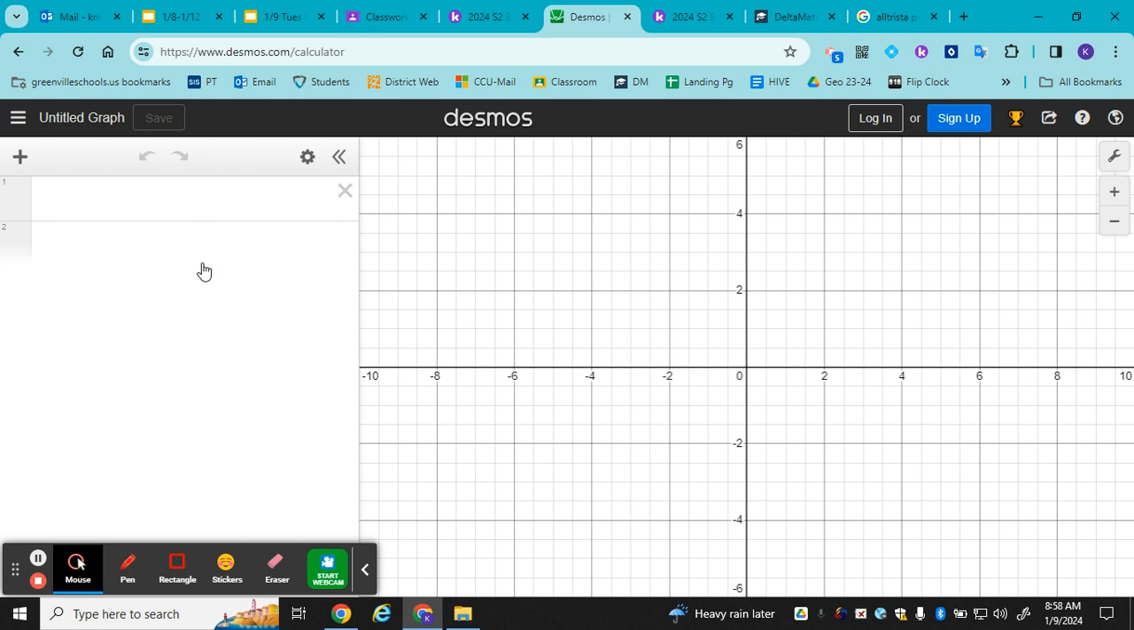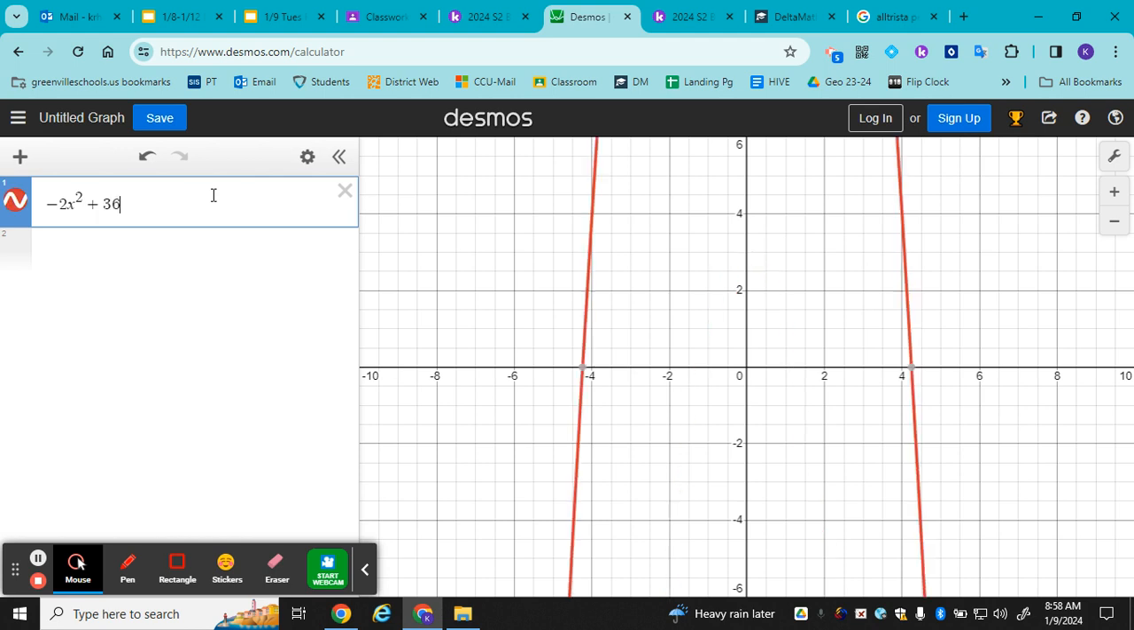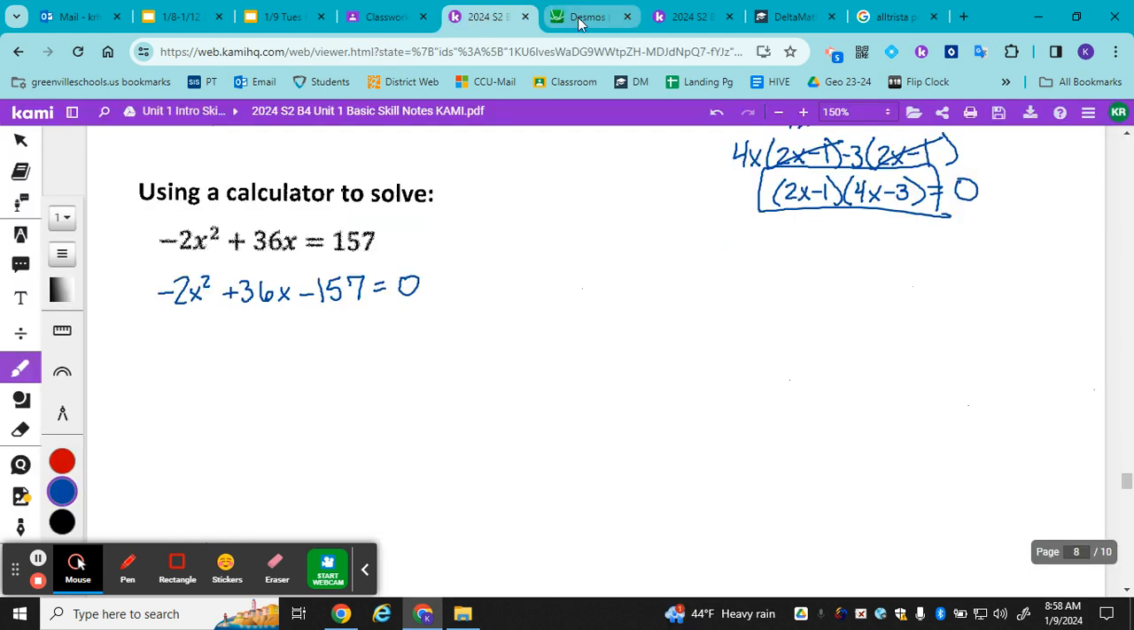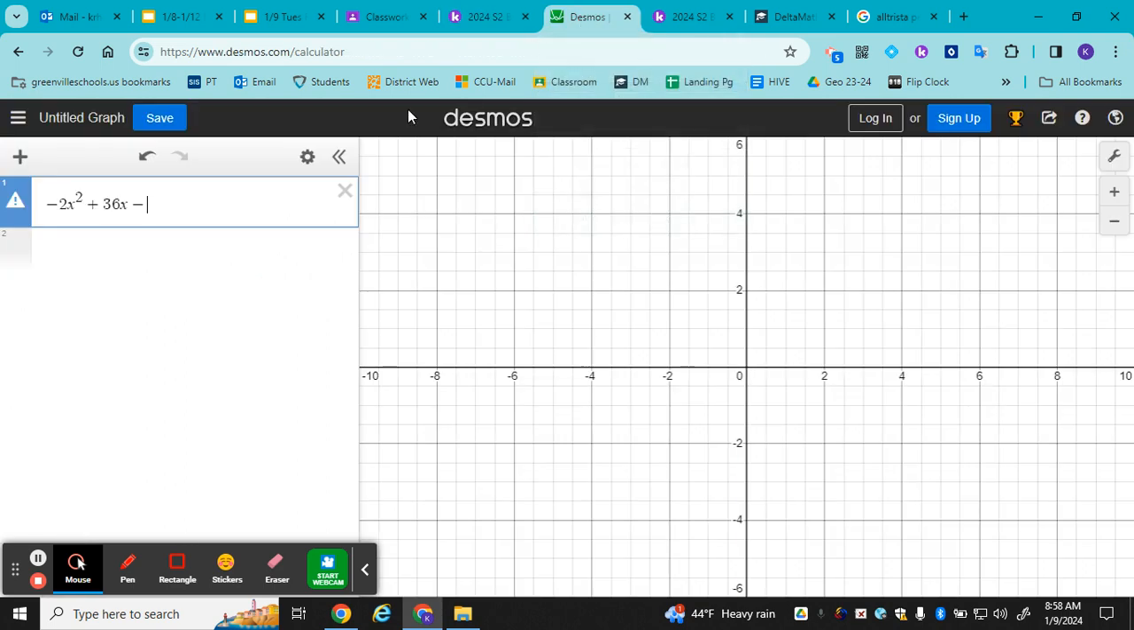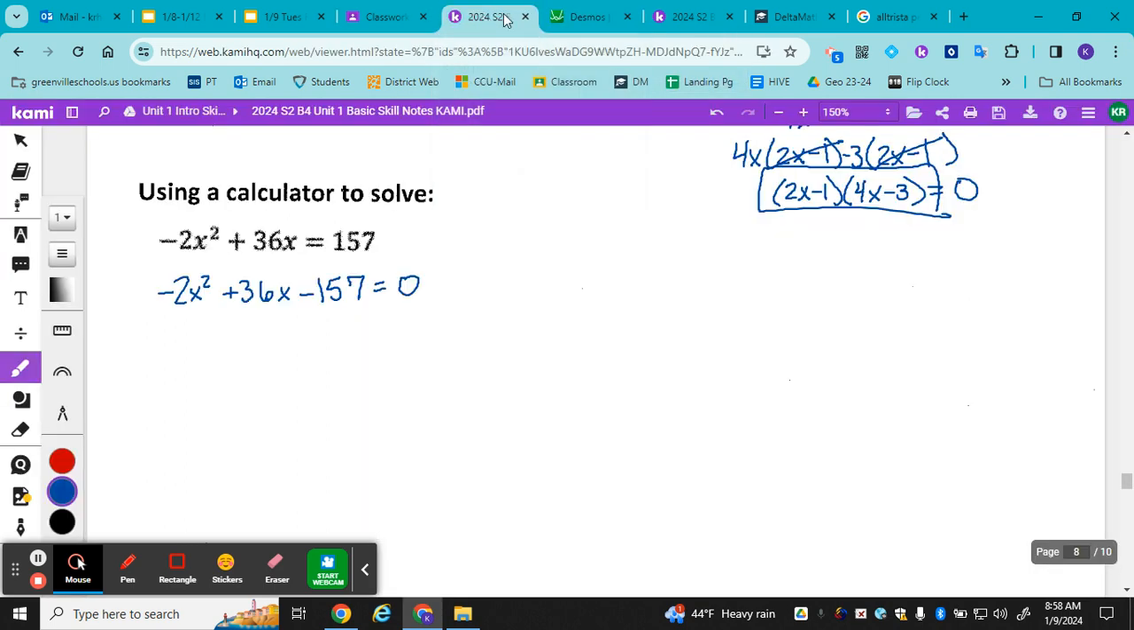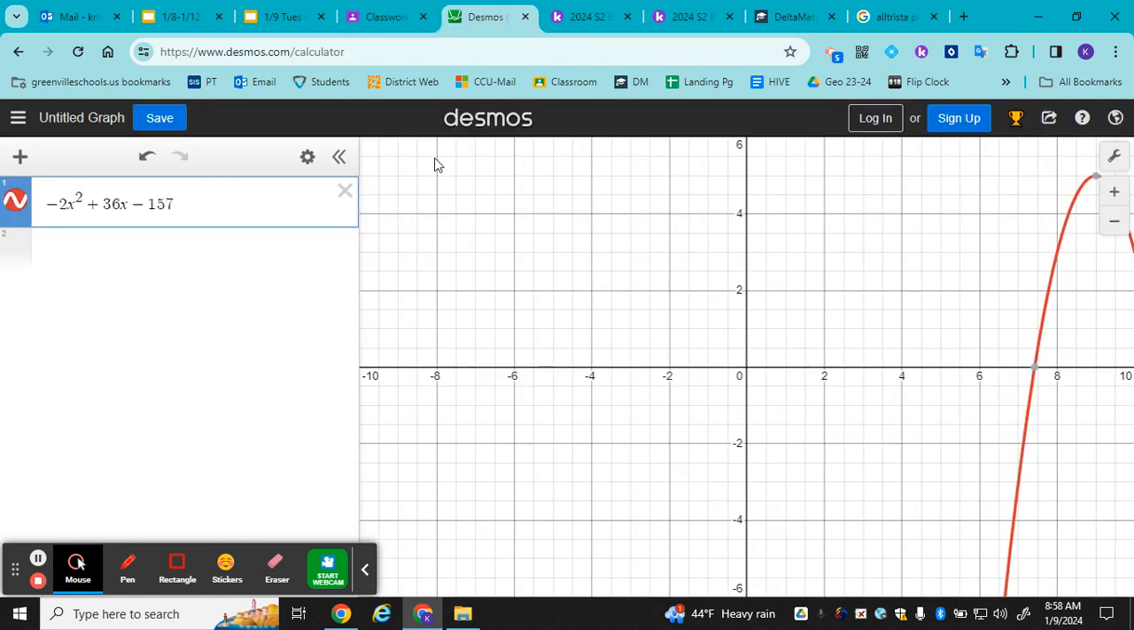Negative 2, 36, negative 105. Negative 2, 36, negative 157. I don't even think I said that right. Negative 2, 36, negative 157. It's going to be wrong if I get that wrong.